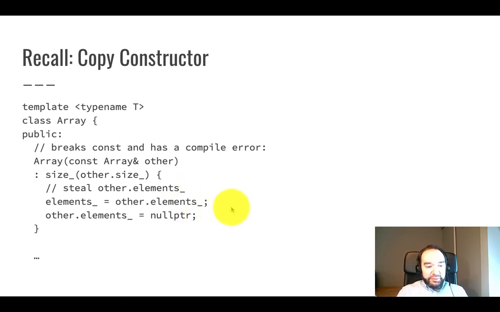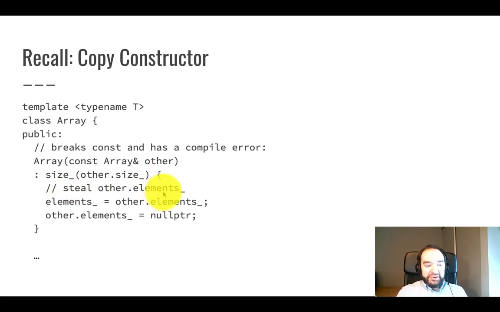Here's an example of breaking that rule that would create a compile error. This is the copy constructor of an array class. We covered this earlier, and it is a copy constructor because the only argument to the constructor is a const reference to another array, and the spirit of a copy constructor is we're supposed to make a copy of that other array but not change it. We initialize our array's size to be the other array's size. That part's fine. Here I'm trying to steal the other's elements.